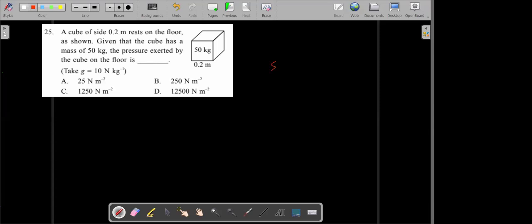The answer has to be 50 times 10, that is 500 Newton is the force, divided by the area, which is 0.2 squared. So it would be 500 divided by 0.04. Why are you doing it without the square? It's the side which is given, so the area will be the square of this.